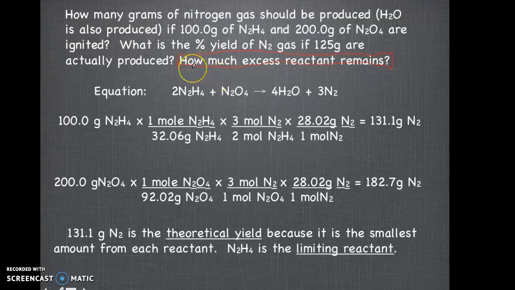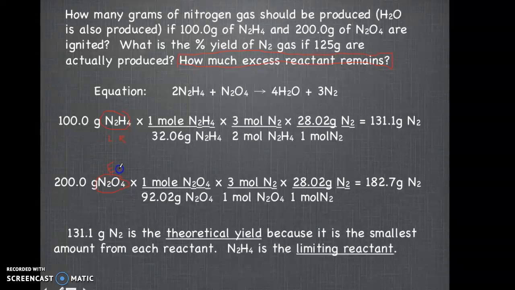So this very last question that we're looking at here, from doing all of this, we figured out that, remember how we said N2H4 is our limiting reactant. So this is going to limit how much product we're going to actually make. And we said that N2O4 was our excess reactant. So this is the one that we have too much of.